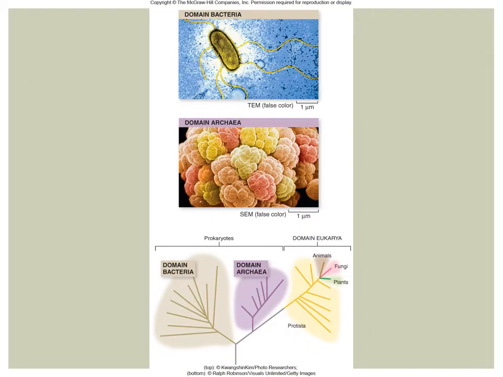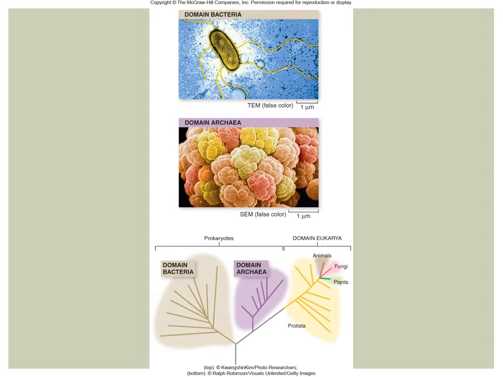So in your book you have pictures. The top picture is a compound microscope micrograph, kind of a different staining technique. The domain archaea picture is actually one that came from an electron microscope, and it says false color, so somebody colored it. They don't really look at those colors. And then at the bottom is a tree that we will look at in this unit and the units to come quite a bit, just for the overall big picture.